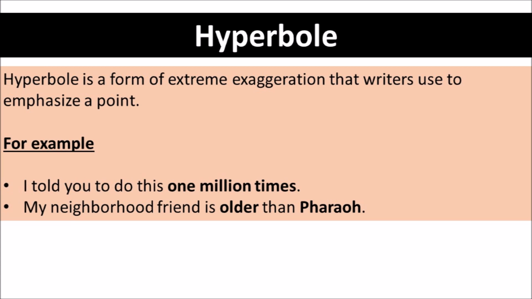Hyperbole. Hyperbole is a form of extreme exaggeration that writers use to emphasize a point. For example, I told you to do this 1,000,000 times. My neighborhood friend is older than Pharaoh.